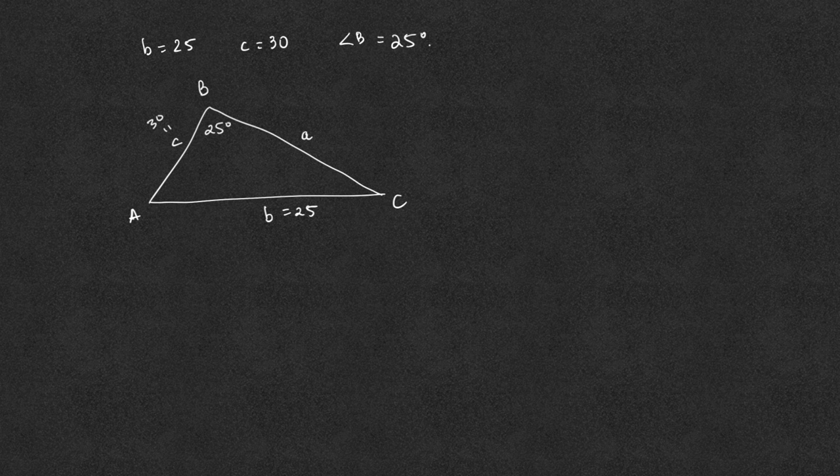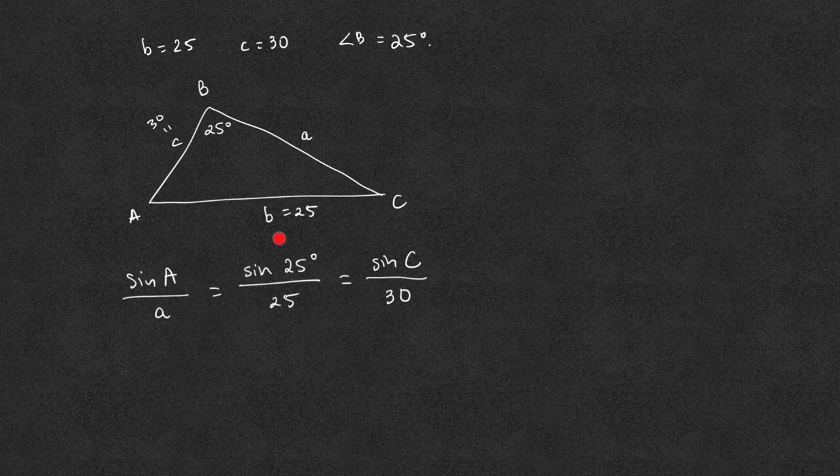Using the law of sines, we have sine of A, which is now unknown, over a, unknown as well, equals sine of B, but B is 25 degrees, over little b, which is 25, equals sine of C, which is unknown, over 30. There are one equation, two equations, and three equations here.